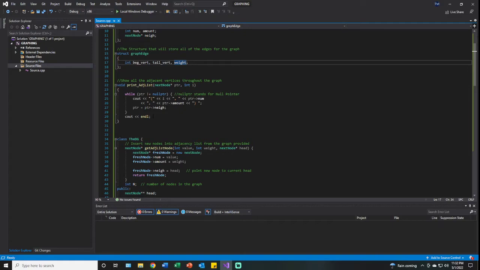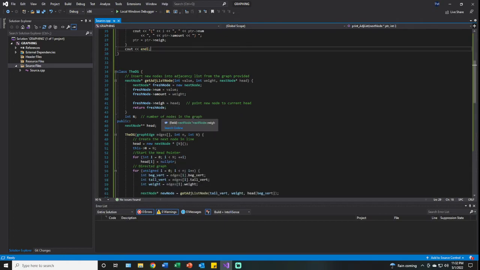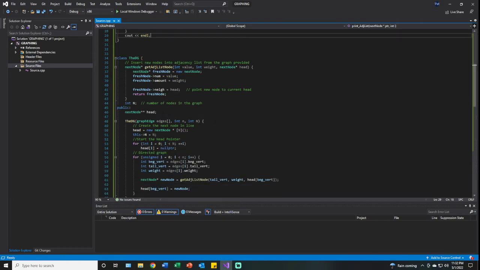Then here's my function, show all the adjacent vertices throughout the graph. Null PTR, I actually had to look that up. That stands for a null pointer. I remember doing pointers in C++ level 2, and I wasn't a big fan of them, so I had to kind of revisit a few notes. And this is just my class for the directed graph, which is why I titled it DG.